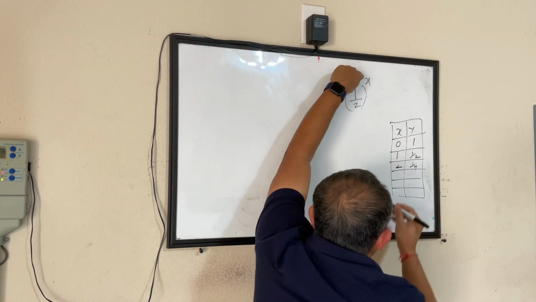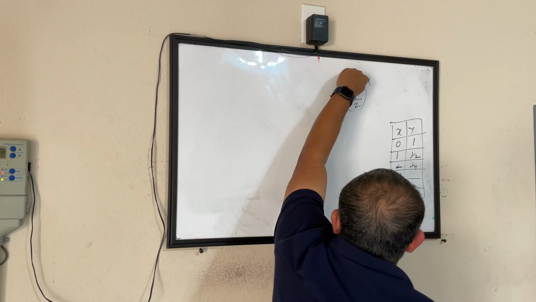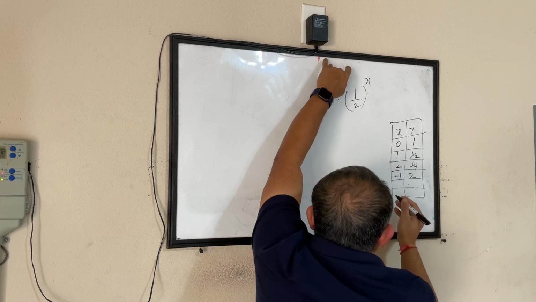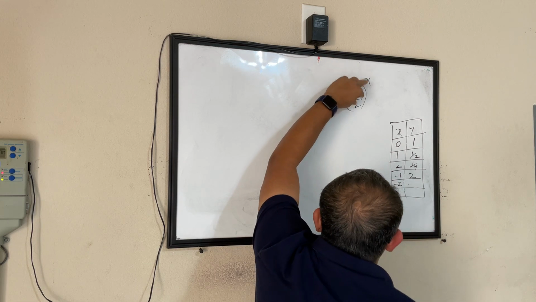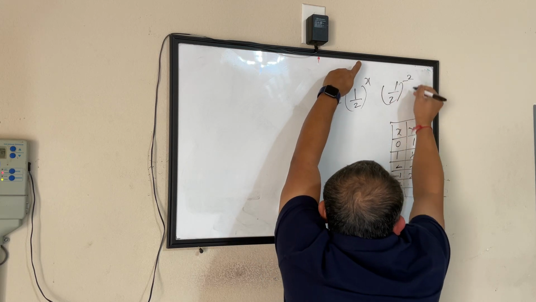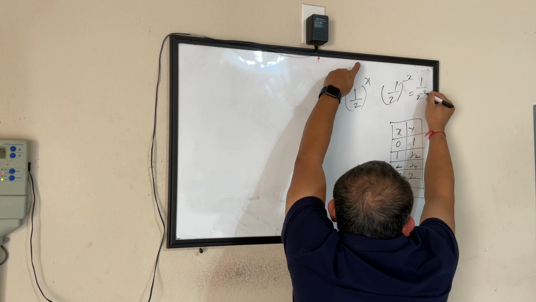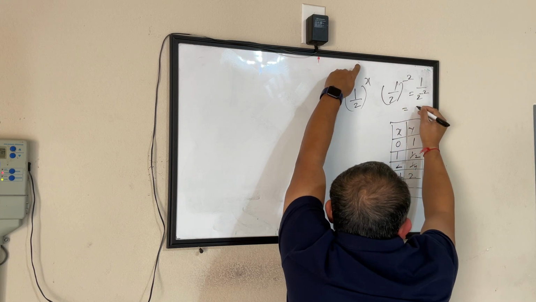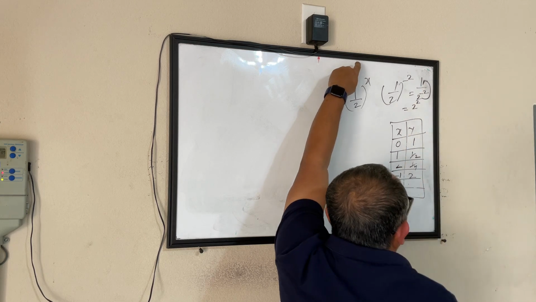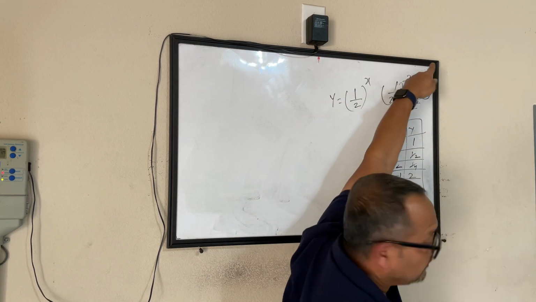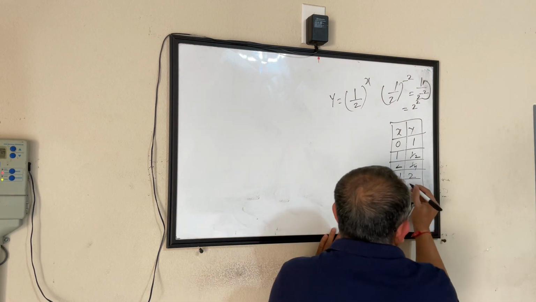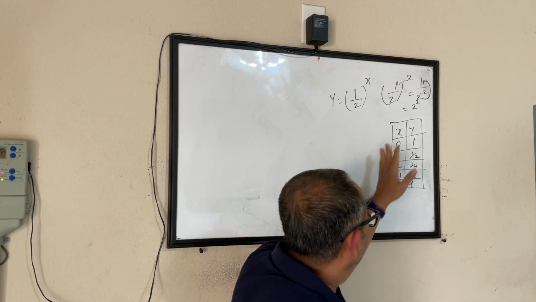When I say x equal to minus 1, what happens? This becomes 1 by 2 to the power minus 1, which becomes 2. When I say x equal to minus 2, what happens? This becomes 1 by 2 to the power minus 2, which equals 2 to the power 2, because when you move from numerator to denominator, or denominator to numerator, your power flips from positive to negative or negative to positive. So this becomes 4. So we have good enough 4 or 5 points.